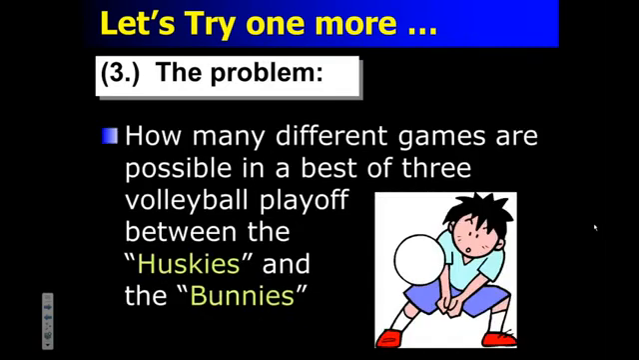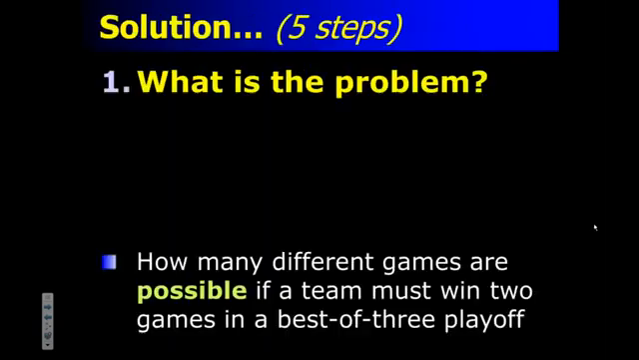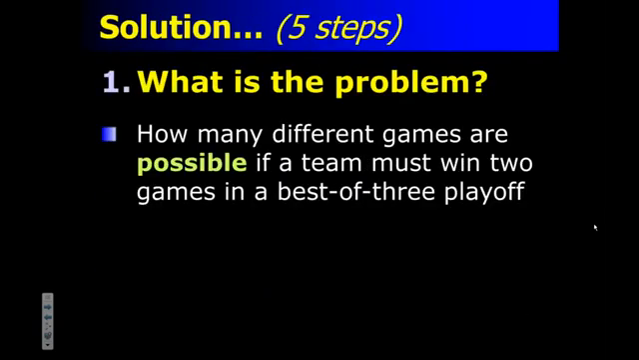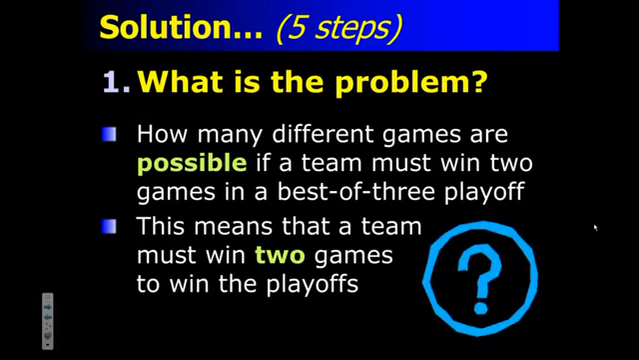All right, let's try another one. Last one. How many games are possible in a volleyball playoff when we just have two teams? And if you win two, you're done. You win the tournament. Huskies and their inevitable rival, the Bunnies. So here's the problem. Who's going to win? How many different ways can this tournament go down? How many different combinations of games? You got to win two to win the tournament. That's assumed in step one.